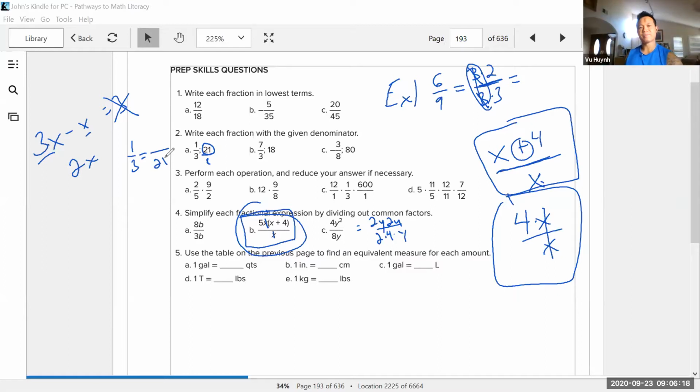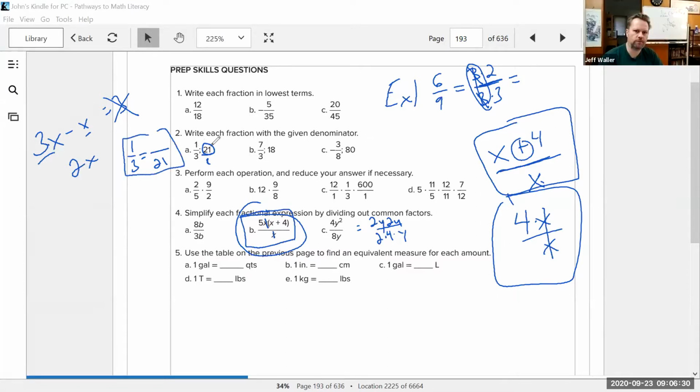Oh, okay. All right. Yeah. Gotcha. I thought it was a more interesting problem, but no. It's just weirdly worded. I agree with you. Yeah, I didn't understand the directions. Okay, I get it. They should have written it like this, so you can write each one like this: 1/3 equals what over 21? 7/3 equals what over 18? Just make the denominator that. I like it. So that's the opposite of reducing. That's building it up.